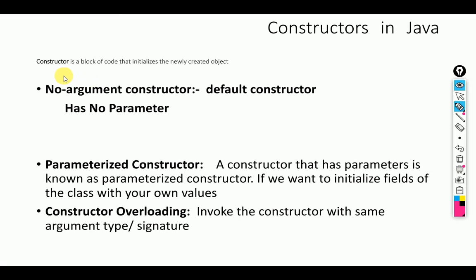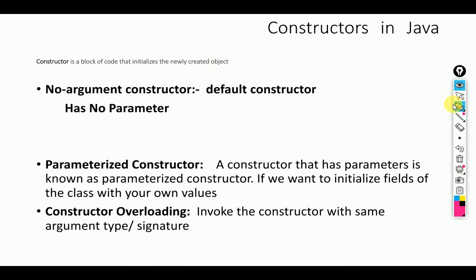A constructor is nothing but a block of code that initializes the newly created object. It has the responsibility to initialize the newly created object. If I am creating an object using the new keyword, the constructor has the responsibility to initialize the object.